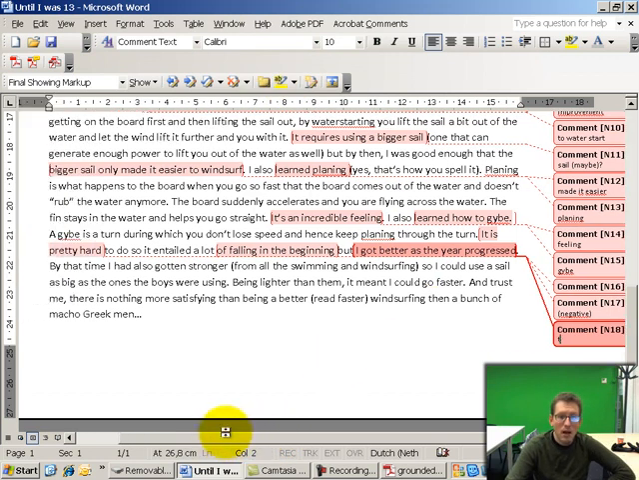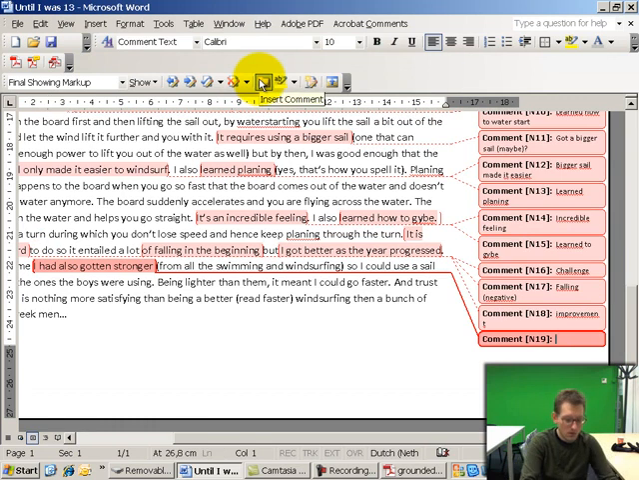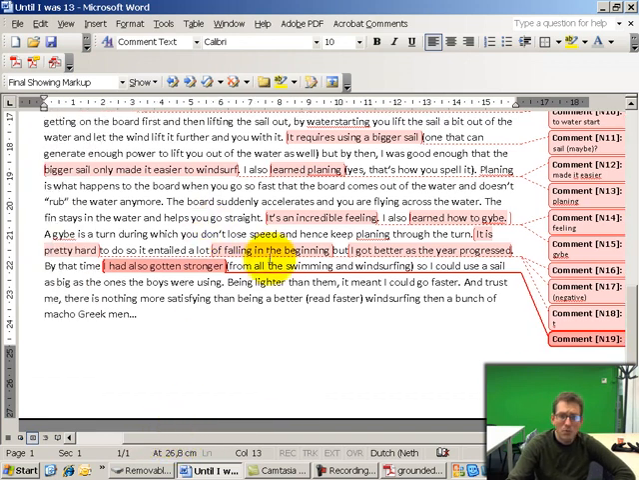By that time, I had gotten stronger from swimming and windsurfing. So, got stronger. So I can use a sail as big as the one the boys were using. Being lighter than them meant that I could go faster. There's nothing more satisfying than being a faster windsurfer than a bunch of macho Greek men. Okay, that last part seems full of meaning, but it's kind of hard to pick apart.